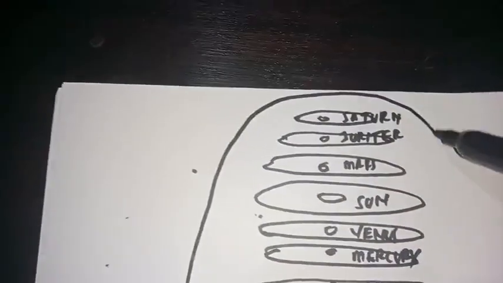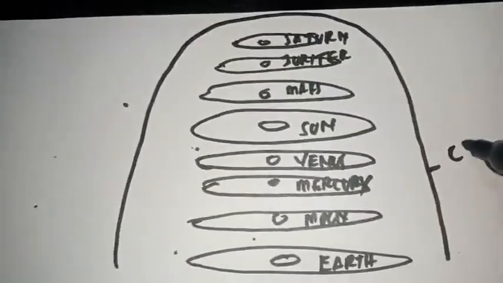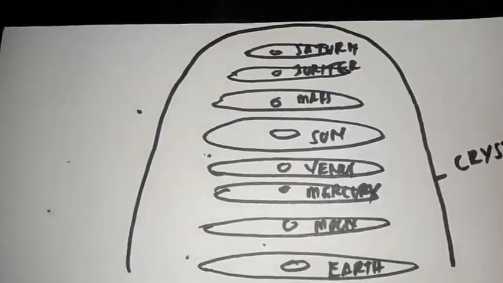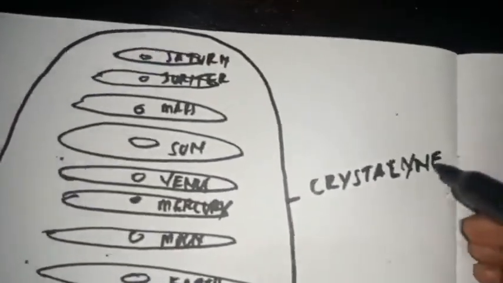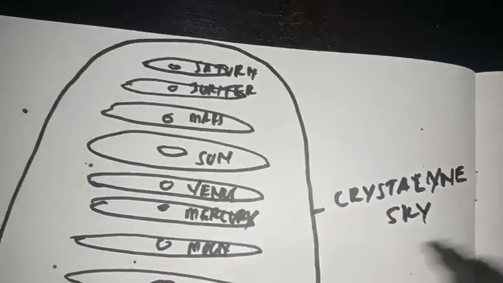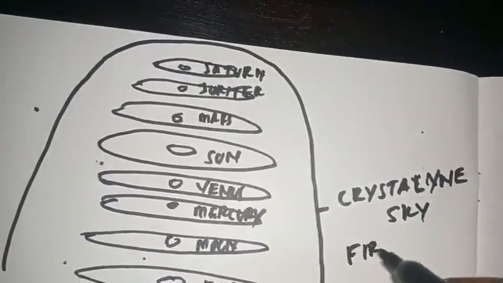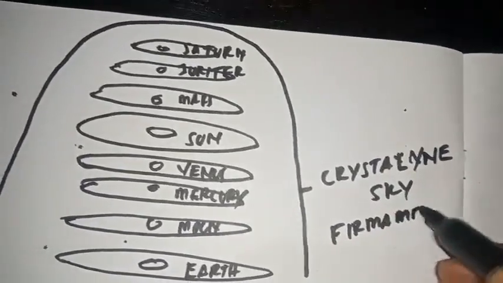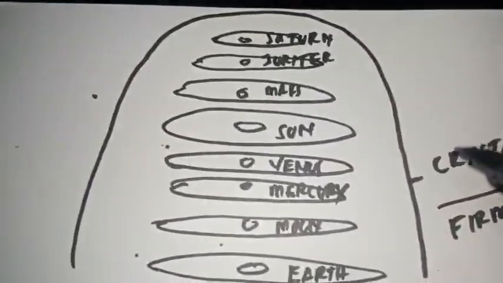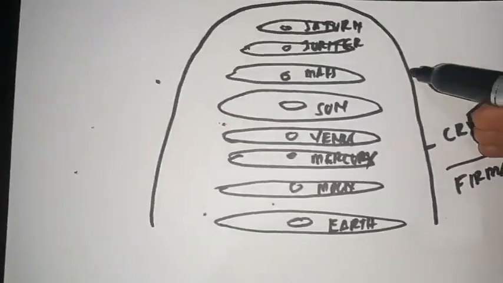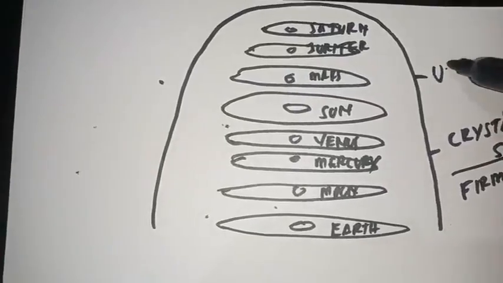So this system is enclosed with the crystalline sky, or the firmament. And this is the domain of Uranus. This is the domain of the sky god.